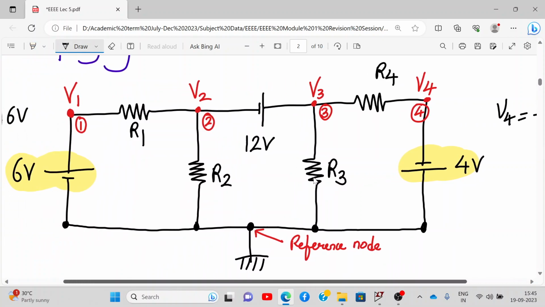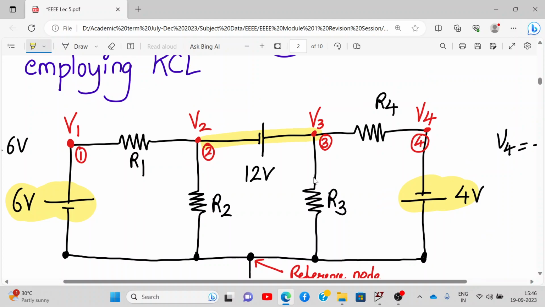Now there is something else happening over here. If a voltage source is connected between two nodes directly, then it's a supernode concept which we need to use. Here, as we can see, the 12 volt voltage source is connected between two nodes directly. That means this will form a supernode.